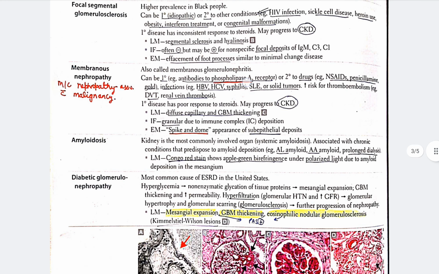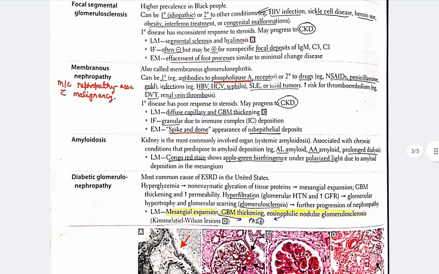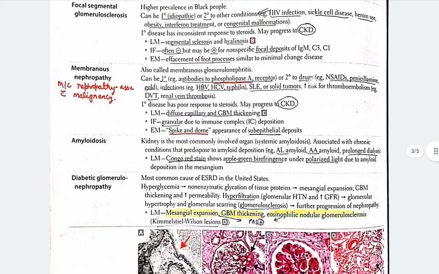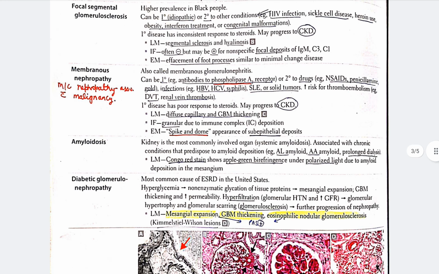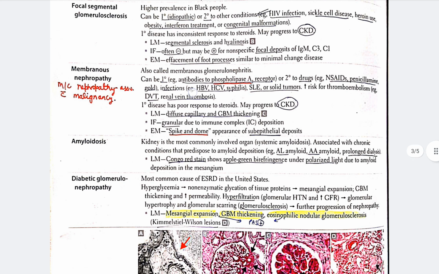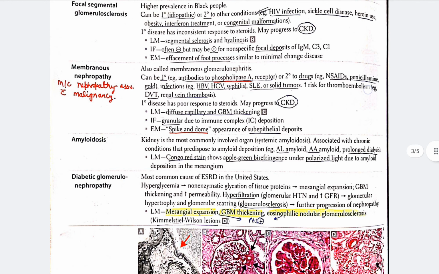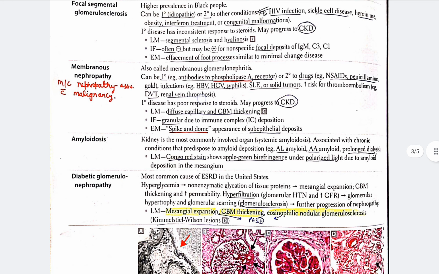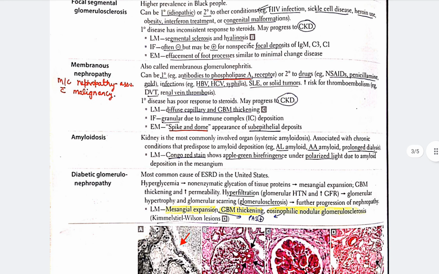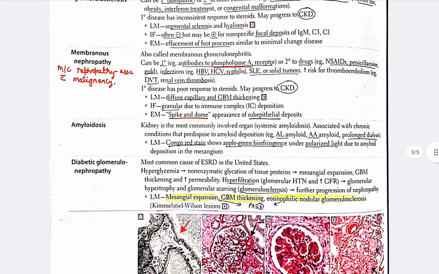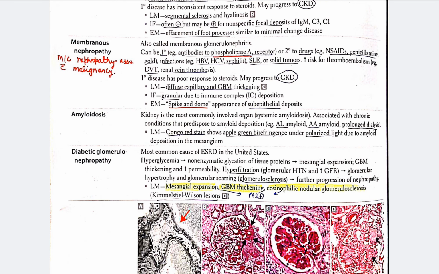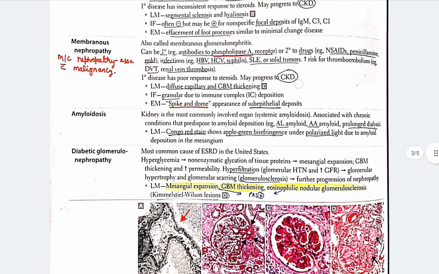It is primary, that is due to antibodies to phospholipase A2, or secondary to drugs. Drugs are NSAIDs, penicillamine, gold, and infections: HBV, HCV, syphilis. Also present in the membranoproliferative and SLE or solid tumors, and increased risk of thromboembolism, DVT, and renal vein thrombosis. And this is the most common nephropathy associated with malignancy. Then it may progress to CKD.